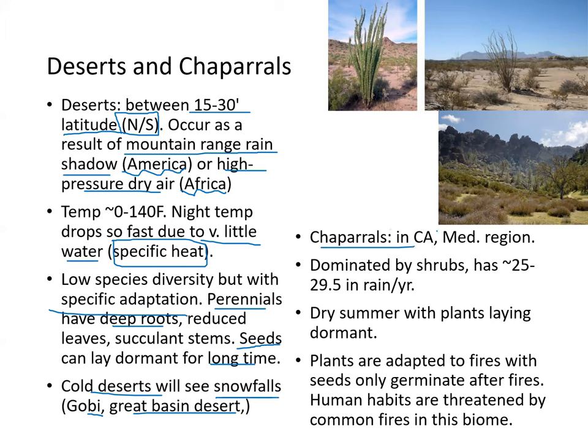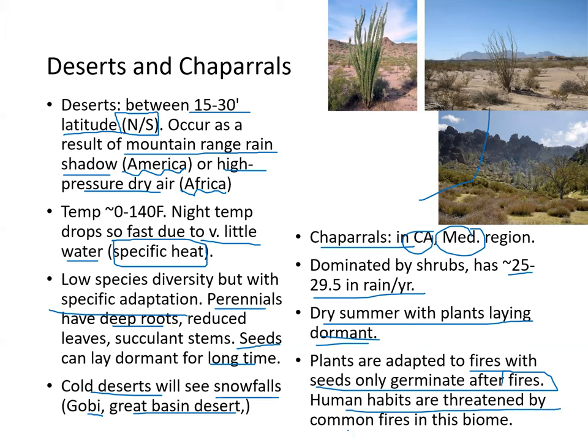The chaparrals are in California and Mediterranean regions. These are dominated by shrubs and have about 20 to 30 inches of rain a year. They have a dry summer where plants lay dormant. And plants are adapted to fire, with seeds that only germinate after fires. Human habitats are threatened by common fires in this biome. All the wildfires in California are occurring in chaparrals.